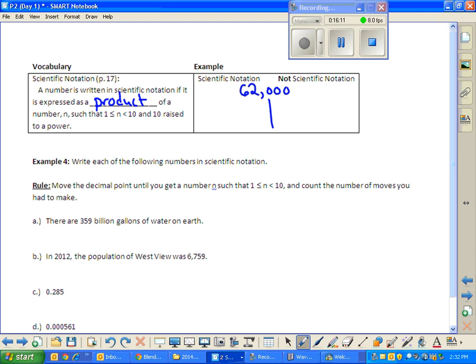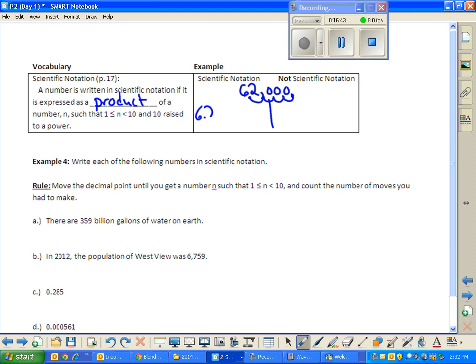To show you scientific notation for 62,000, the first thing you have to do is find where the decimal goes. 62,000, that decimal is on the very end of the number on the right side. I now have to move that decimal until I get a number between 1 and 10. Well, if I move it one spot, right now I'm at 6,200, and that's not a number between 1 and 10. Nor is 620. Nor is 62. But 6.2 is a number between 1 and 10.